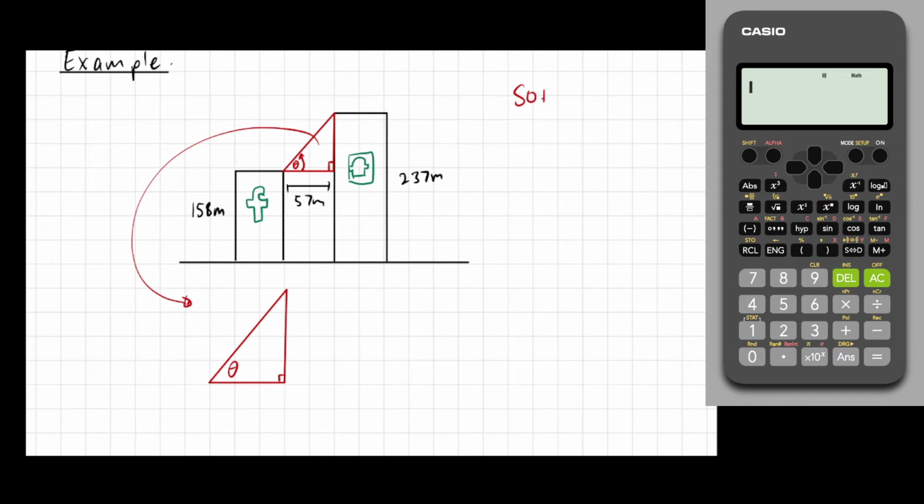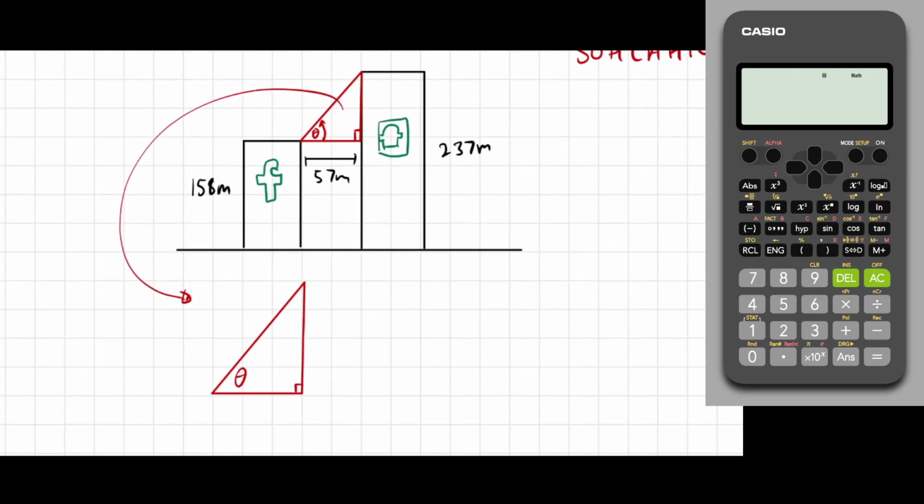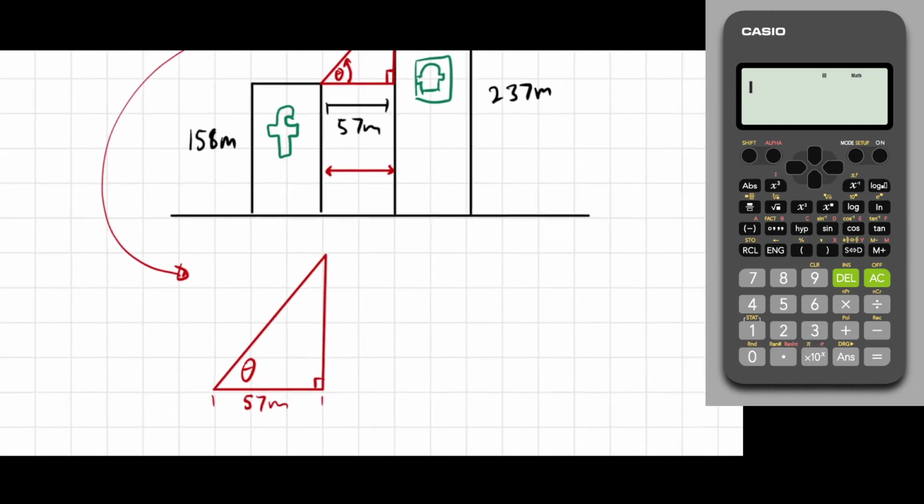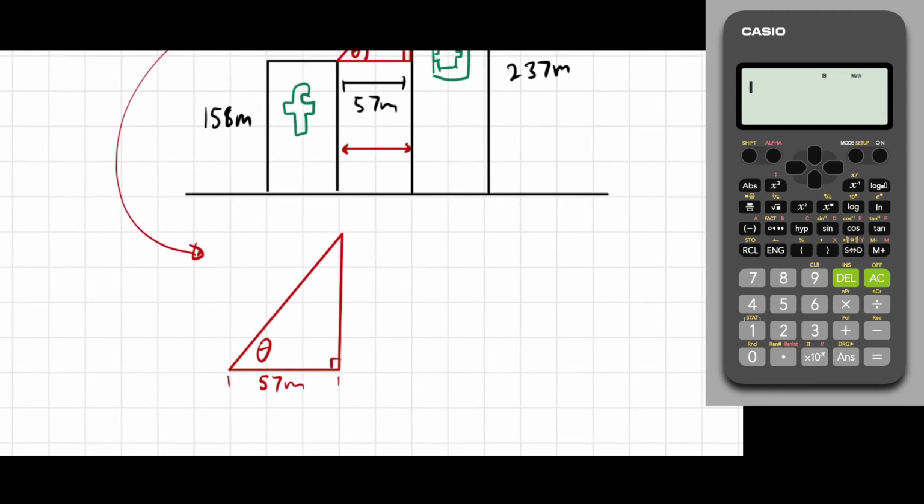Now it's a trig problem, so I'm going to write SOHCAHTOA on the side here, and we need some other information about this triangle. We need to know some lengths so we can do some trig, because we're trying to find what this angle is. So we know what the base of this triangle is because it's just the difference between these two buildings, which is 57 meters. So we know that length down there is 57 meters.